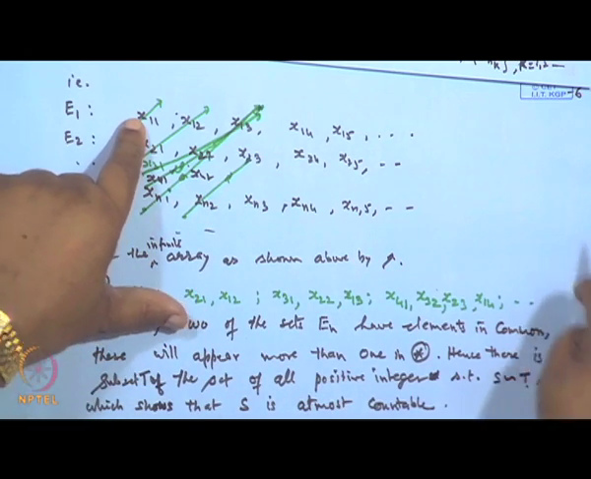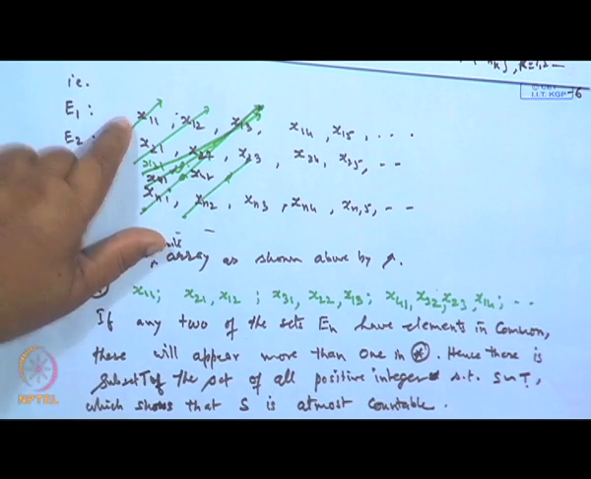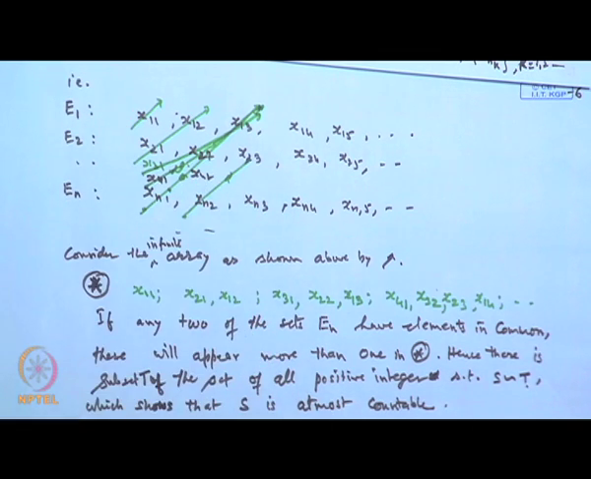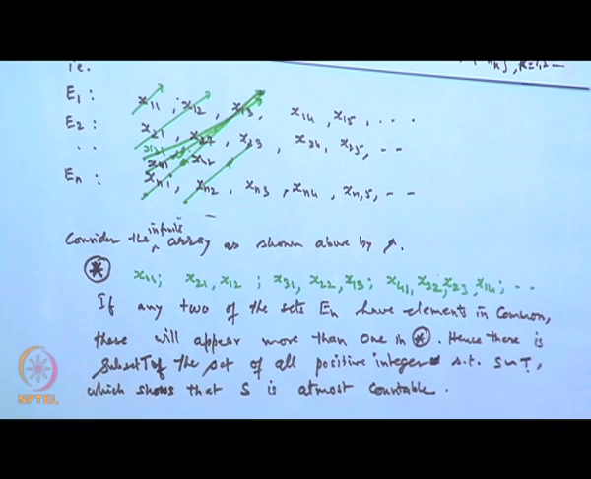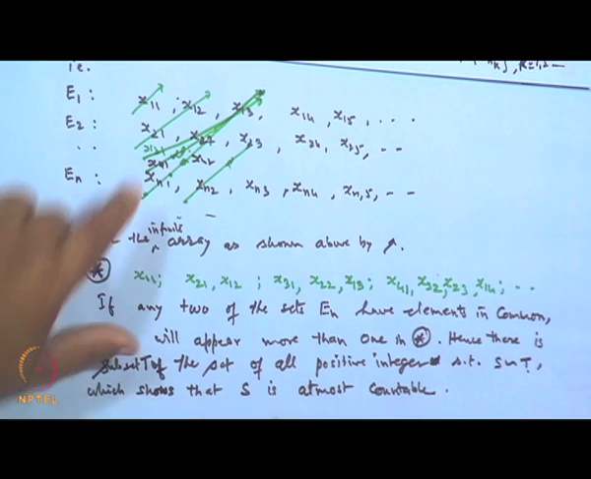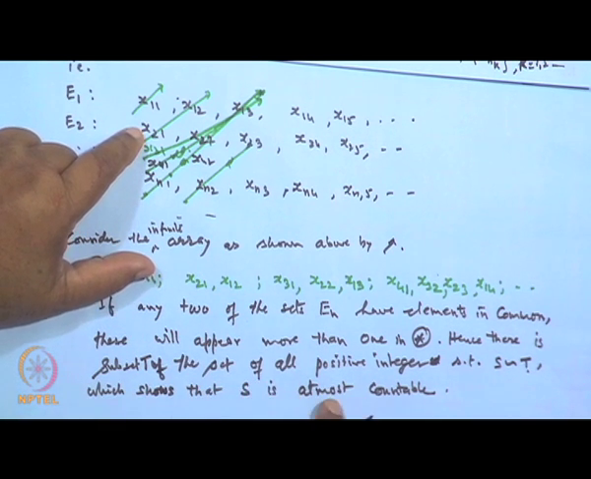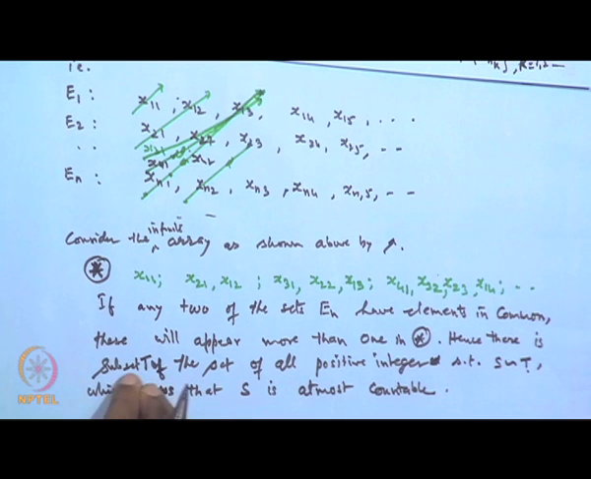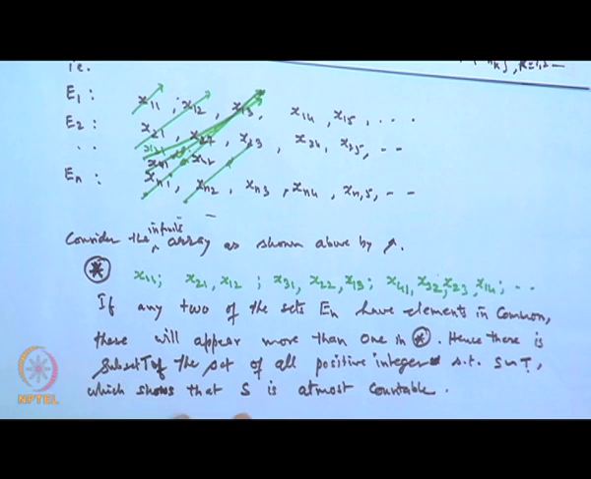So, this has a 1-to-1 correspondence with the set of positive integers. In case some elements are repeated, then what do we do? We just drop those elements and take them only once. So, that will have a 1-to-1 correspondence with a subset of J, that is, there will exist a subset T of the set of positive integers which has a 1-to-1 correspondence with this set of elements of S. So, S becomes countable.